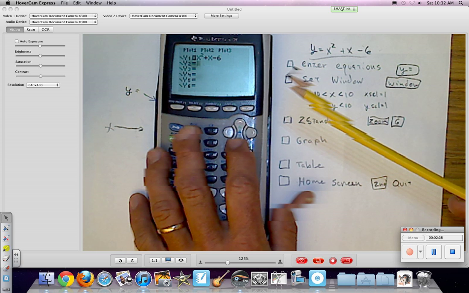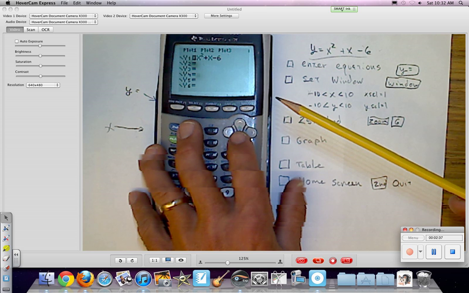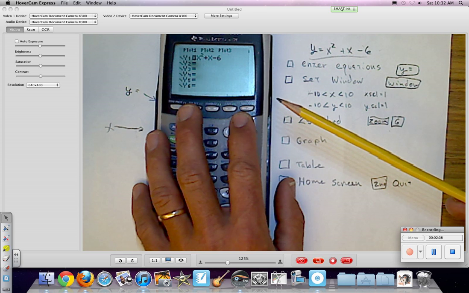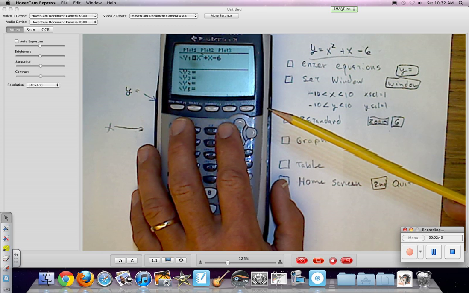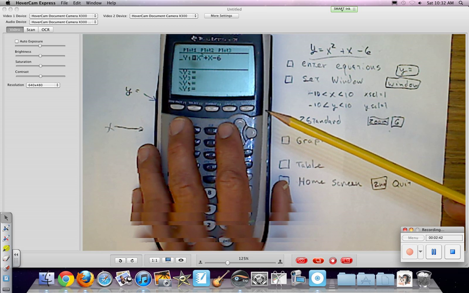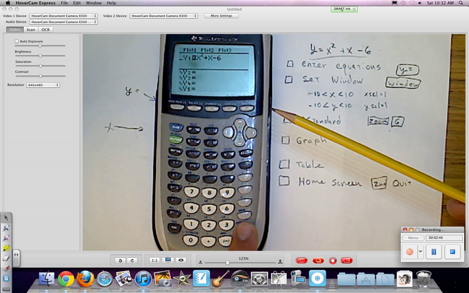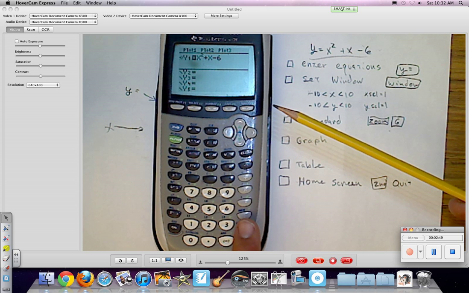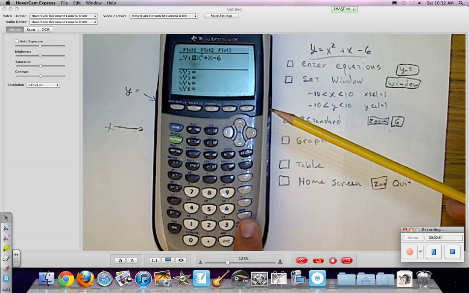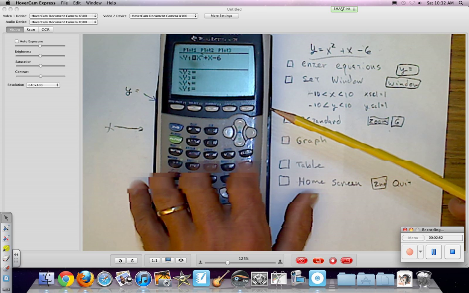Now you can enter up to 10 equations. And you can also go over here and have fun, entering some different line types just by hitting enter again and again. But we'll go with the basic one that comes up there.